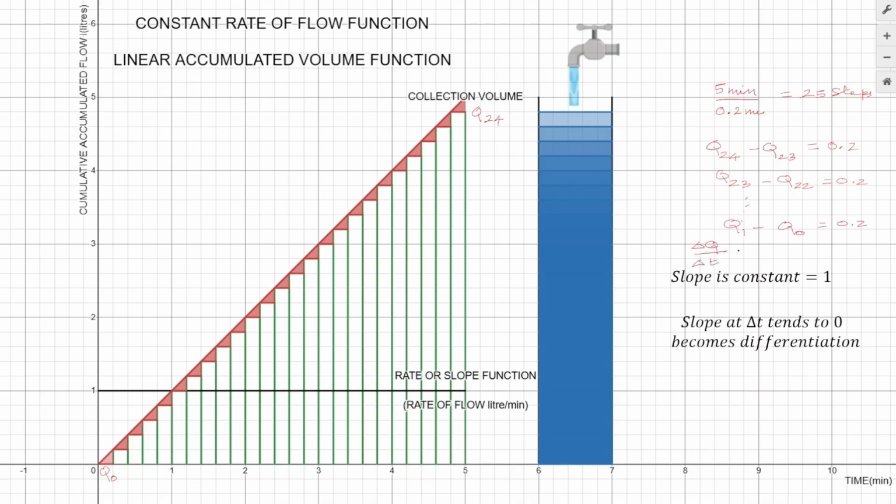Delta t also here is 0.2. So 0.2 by 0.2 is equal to 1. So the slope is constant, equal to 1, and this is the slope as delta t tends to 0. That is how, in this case, we discussed the linear function. We are not going into it here, but if you go for complex functions, then finding the slope will be difficult. Only when delta t becomes 0 can you define the differentiation of the integration function.